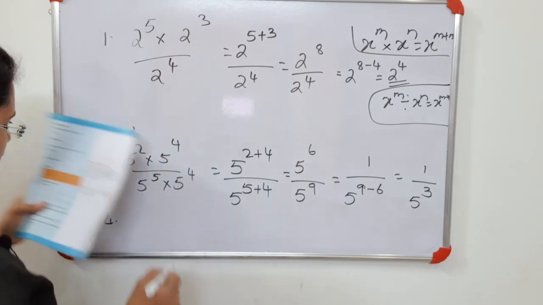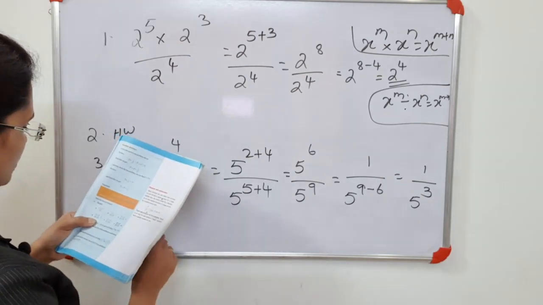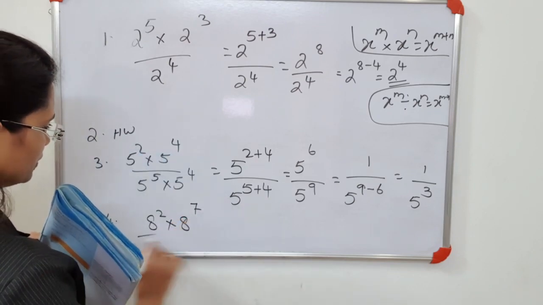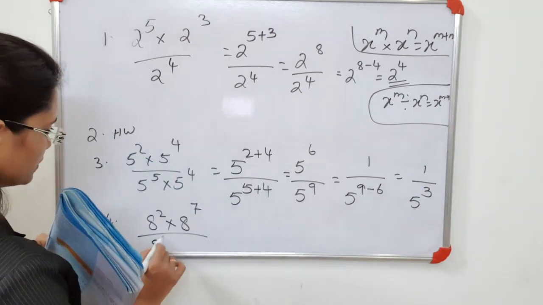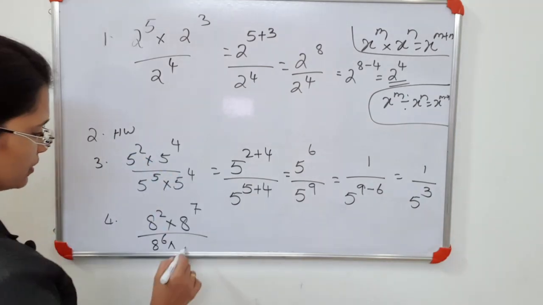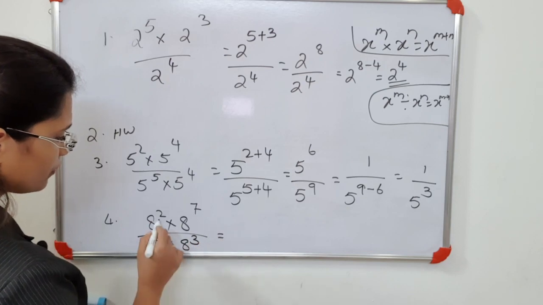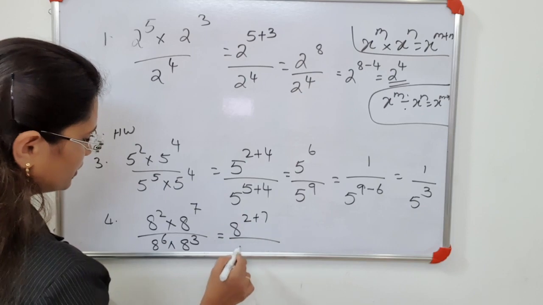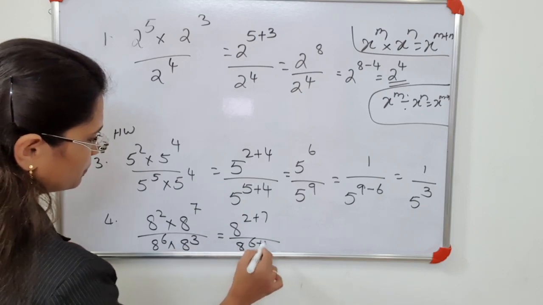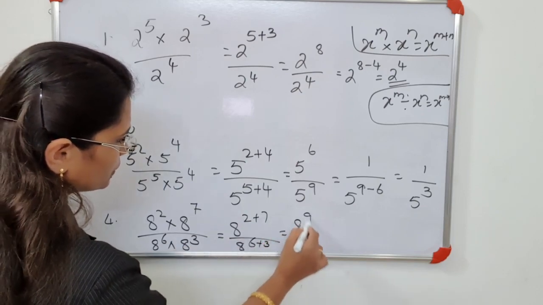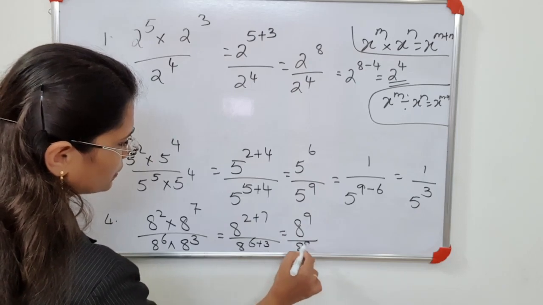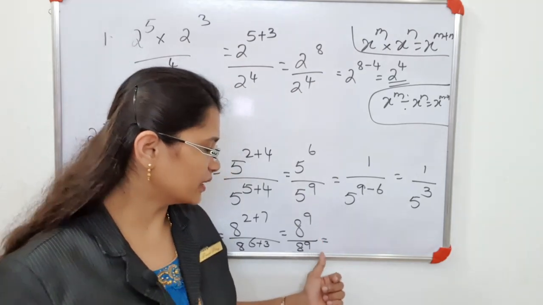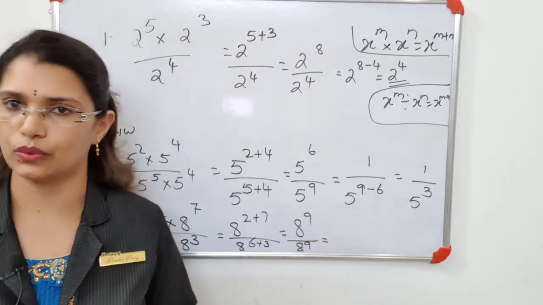I will do 8^2 × 8^7 ÷ (8^6 × 8^3) = 8^(2+7) ÷ 8^(6+3) = 8^9 ÷ 8^9. Children, here both numerator and denominator are 8^9.